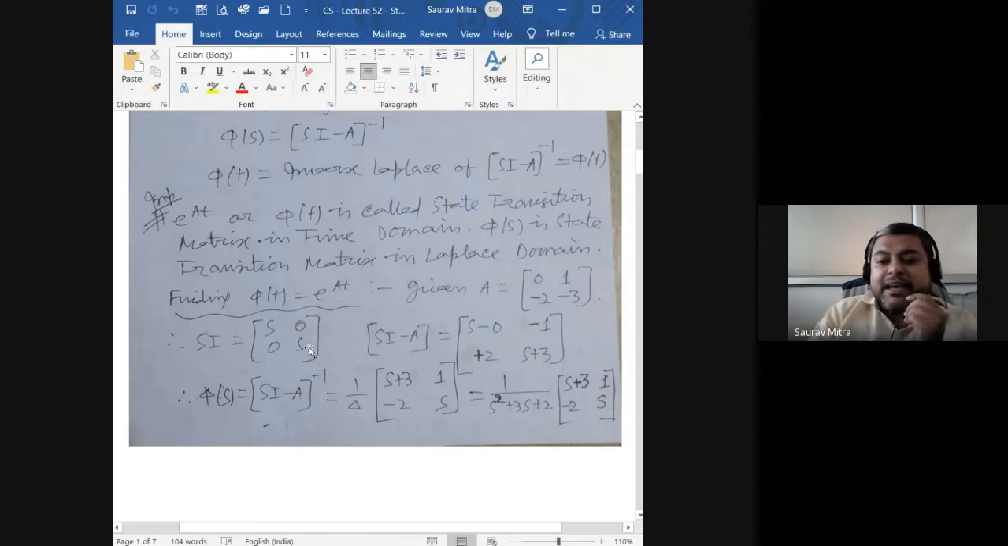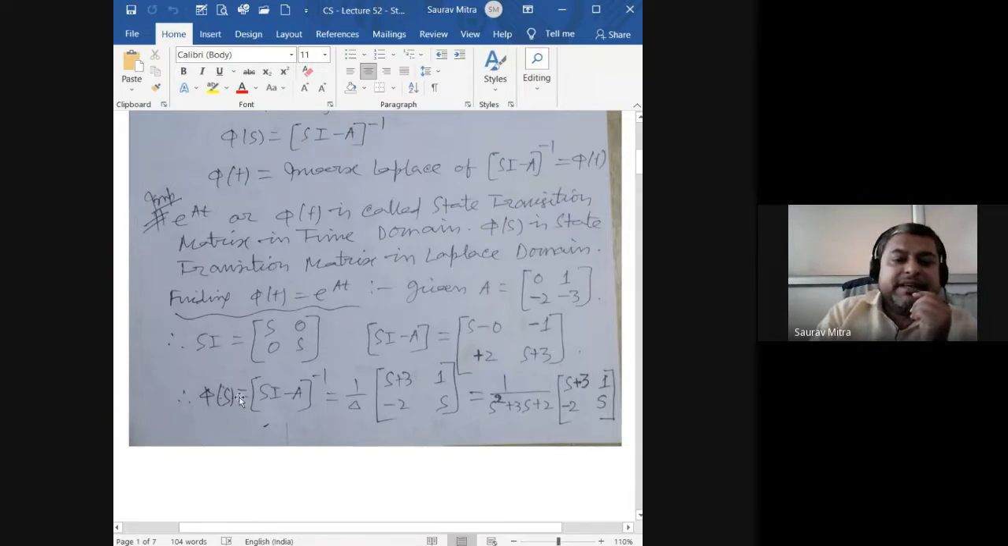What is sI? I is the identity matrix, 1 0 0 1, and multiply s with that. So s 0 0 s. This is the sI. A is given. So what is sI minus A? sI minus A is nothing but s minus 0, that is s. Then 0 minus 1, this is minus 1. Then this minus 2 will become plus 2. And this is s minus of minus 3, that is s plus 3. So what you are finding is sI minus A is s, minus 1, 2 and s plus 3.